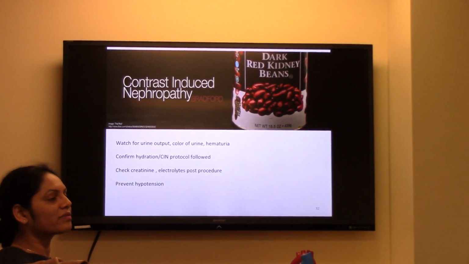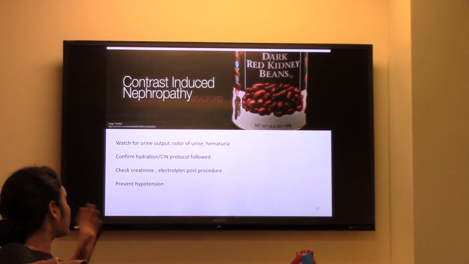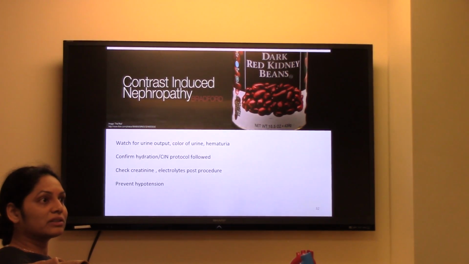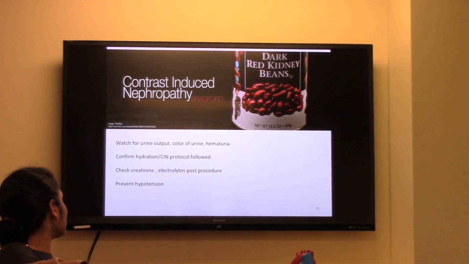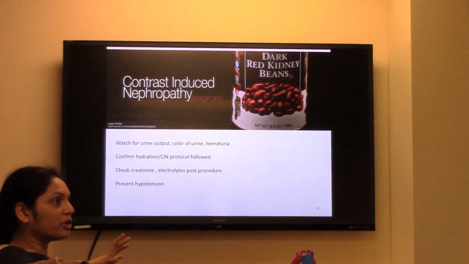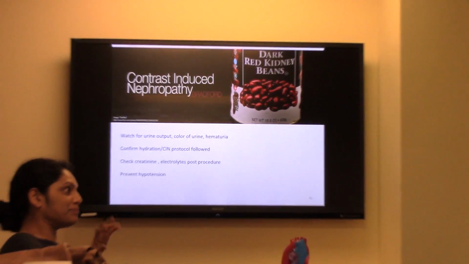Okay, good. So, and again, these patients can also have contrast-induced nephropathy, because we use almost around 100 to 200 cc's of contrast, or more than that, depending on if they have any vascular complication or any other complication. So they can get contrast-induced nephropathy. That's why we make sure these patients get those bags that we order before they get to you. So confirm hydration, the CIN protocol, check their creatinine, electrolytes, watch for urine output, urine color, hematuria, and prevent hypertension. That can happen.